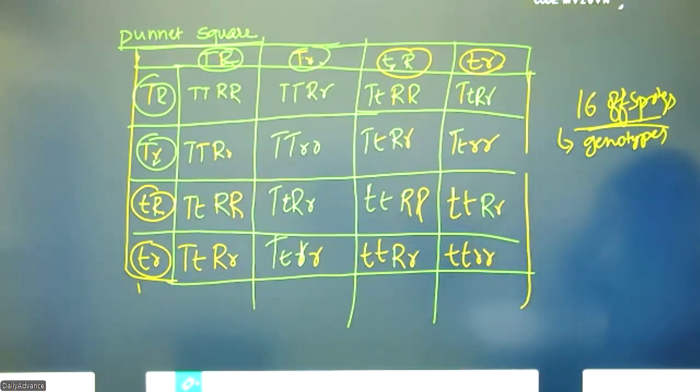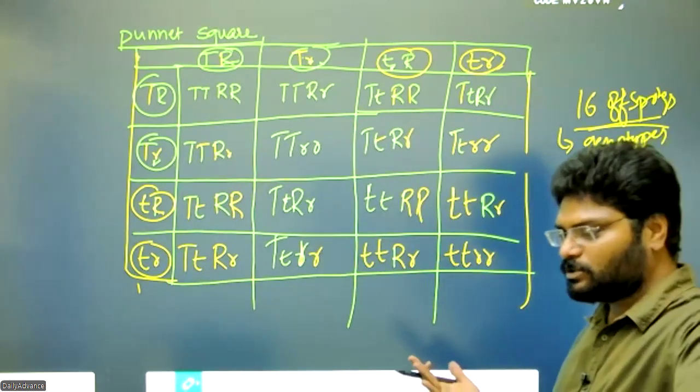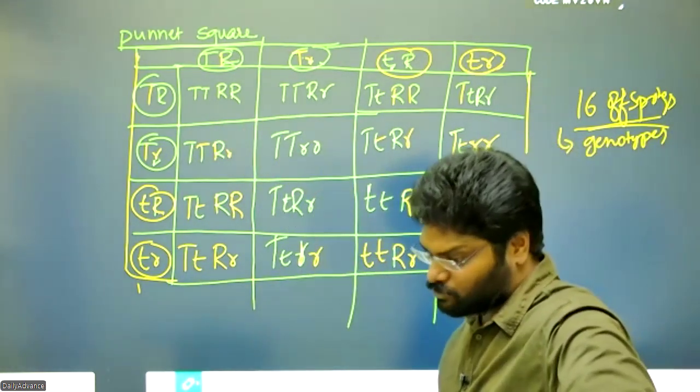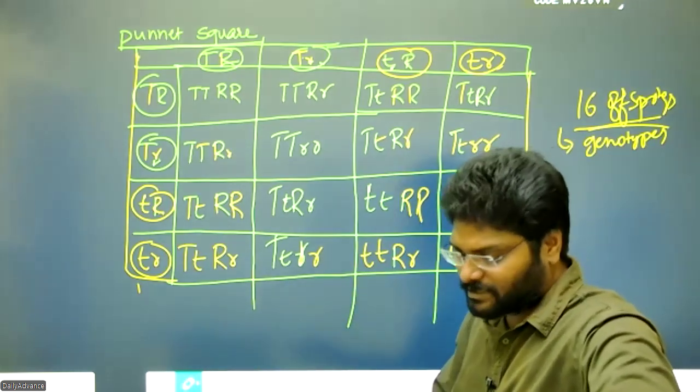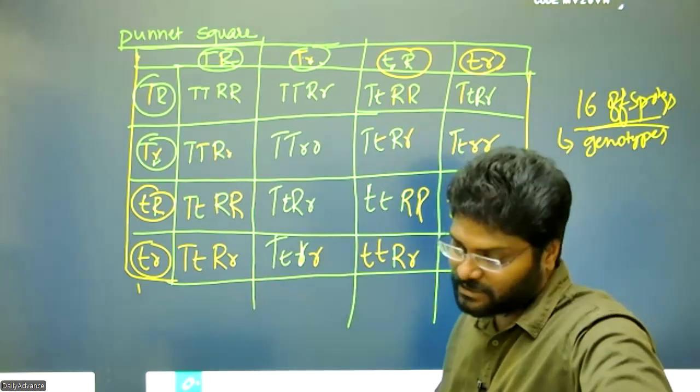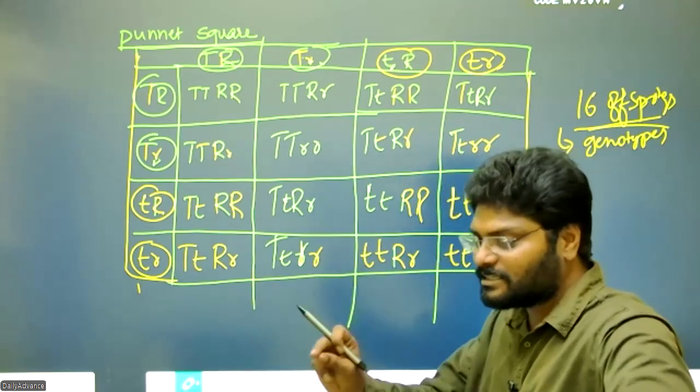So each one is a genotype because two characteristics we had considered, four letters we are showing. So each character 2 letters. 2 characters means 4 letters. 3 characters means 6 letters. This is how two letters indicates one loci.